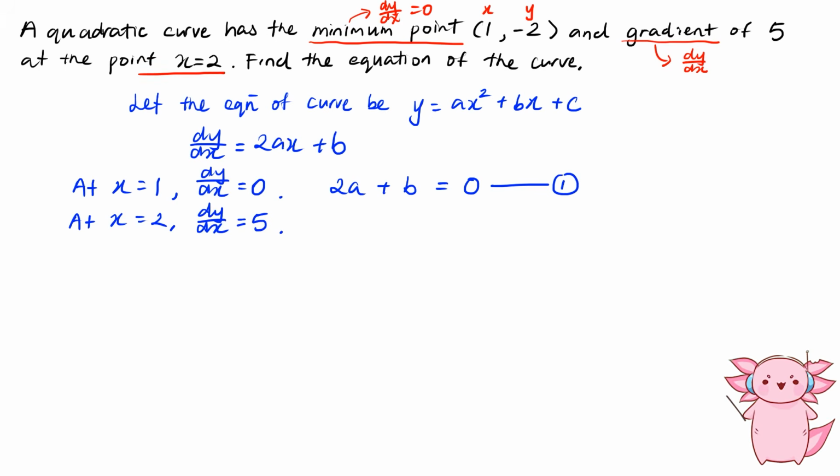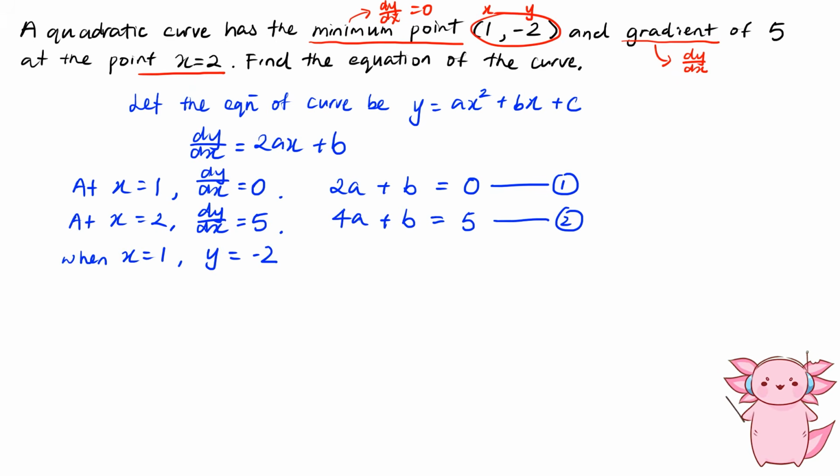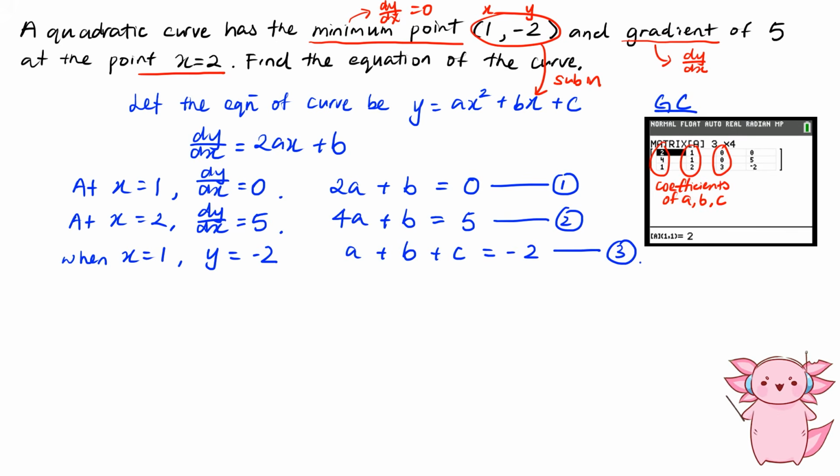They also said that when x is equals to 2, the gradient dy/dx is equals to 5, so that forms our second equation. Lastly, we can sub this minimum point inside the equation of the curve, and that gives us our third equation. Now, after rewriting these three equations like this, we can form something called a system of linear equations.